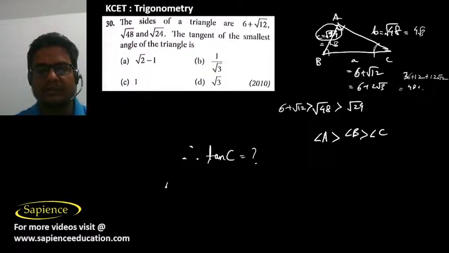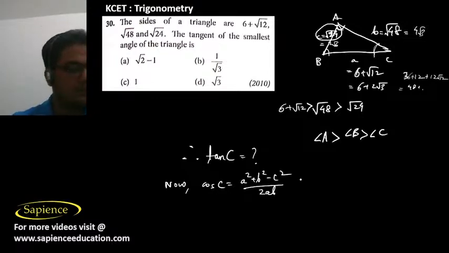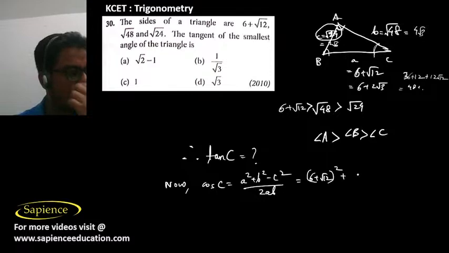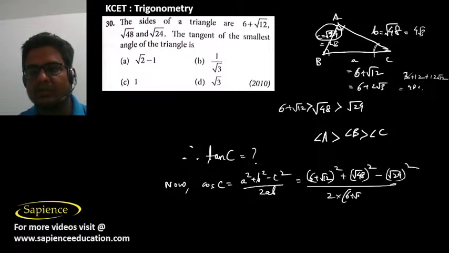So now we have to find tan C. First we can find cos C. Cos C will be equal to (a square plus b square minus c square) by 2ab. So that will be equal to a square, which is (6 plus root 12) whole square, plus b square, that is (root over 48) whole square, minus c square, that is (root over 24) whole square, divided by 2ab, which is 2 into (6 plus root 12) into root over 48.